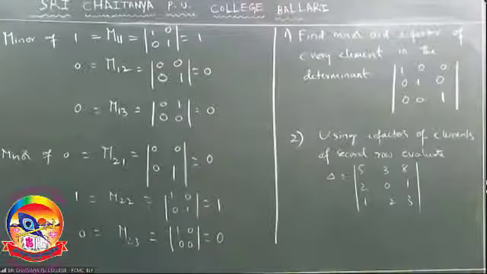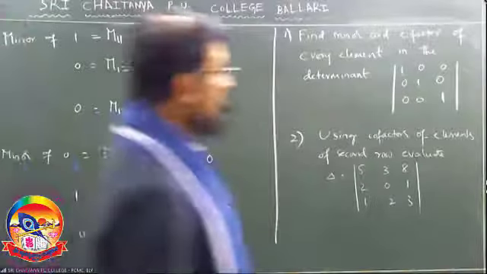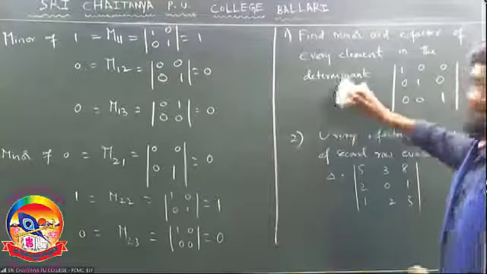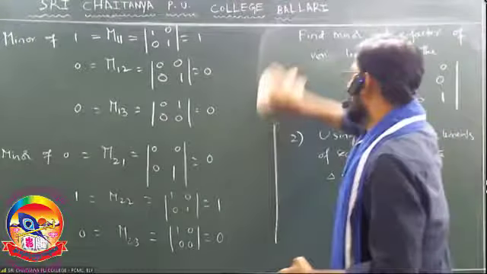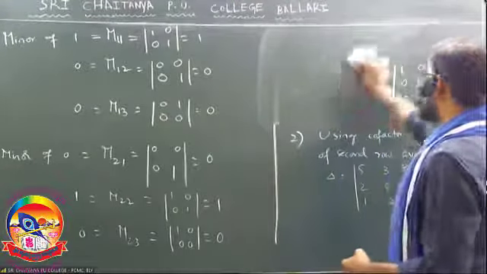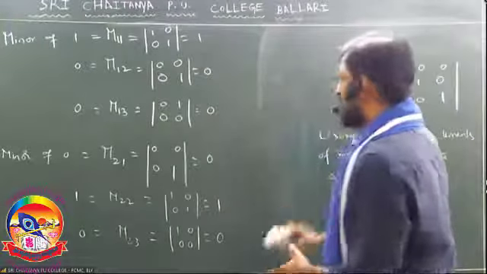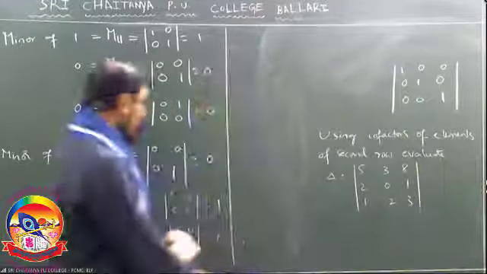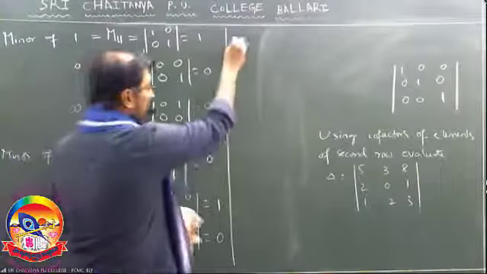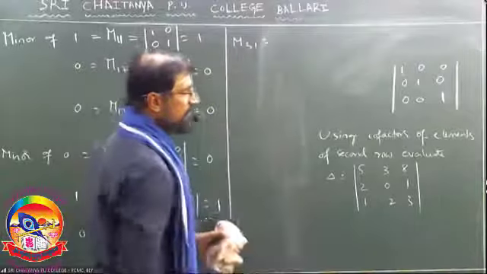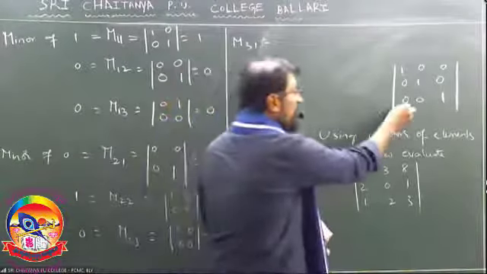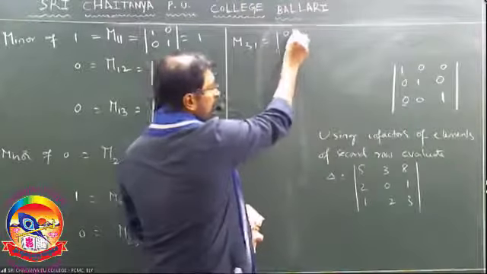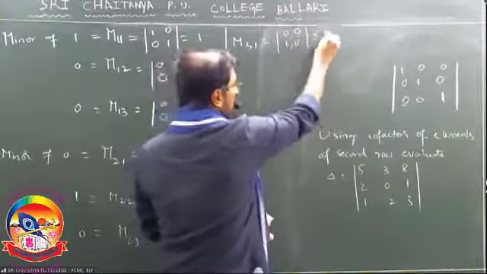Next element, M31. Shall I write directly? M31 is equal to the determinant after excluding this row and this column. You are going to get 0, 0, 1, 0, which is equal to 0.